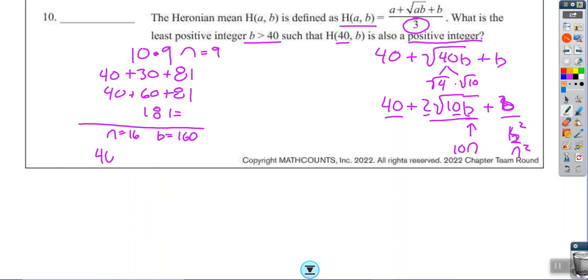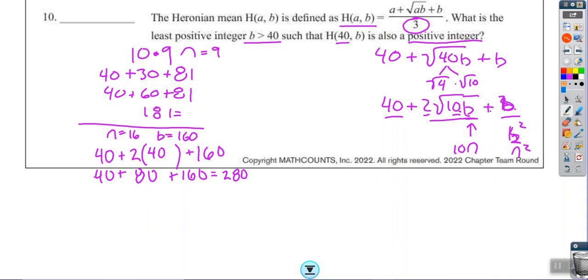So we still have our 40 plus 2 times... what's 160 times this 10 right here? 1600. What's the square root of 1600? 40. And then I have 16 squared, which is 256. Hold on a second. It's plus B, not plus 16. Oh, right, because B is 160. I'm sorry, I have N's and B's. So that's 40 plus 80 plus 160. Let's add these together. What do I get? 280. Is 280 divisible by 3? No, so that doesn't work either.